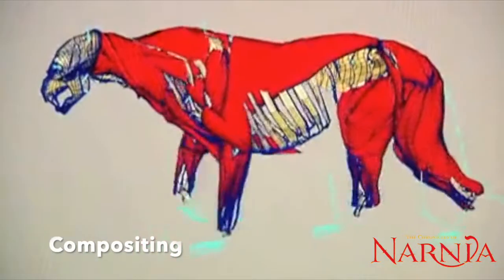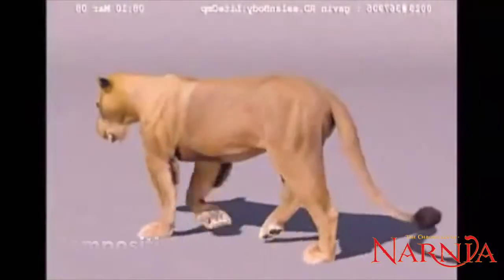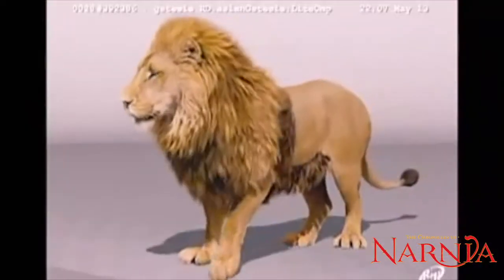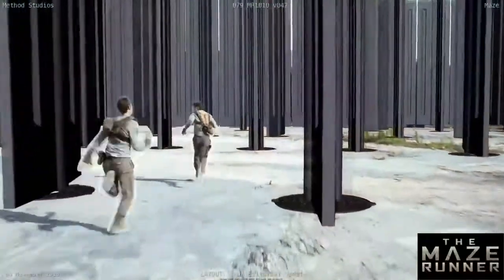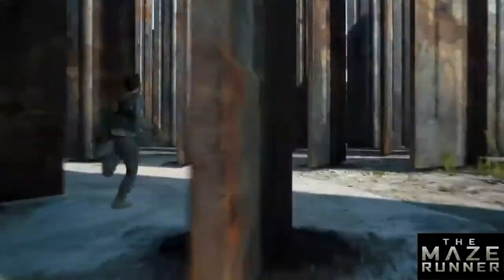And finally, compositing. This is where compositors take all of the elements of the film and layer them on top of each other. They are able to make the illusion that it all naturally belongs.